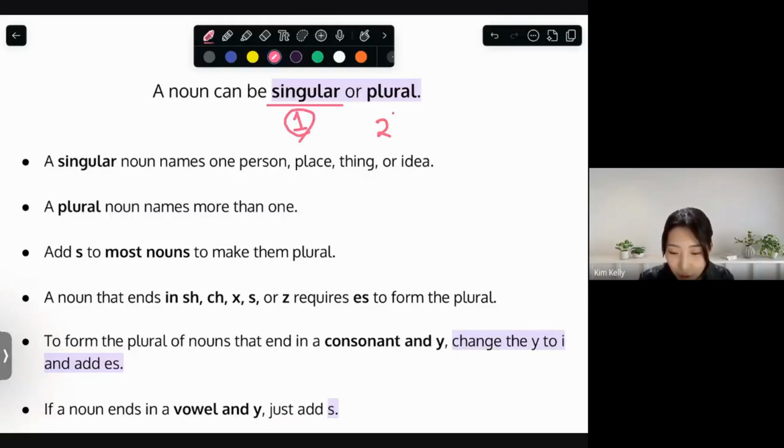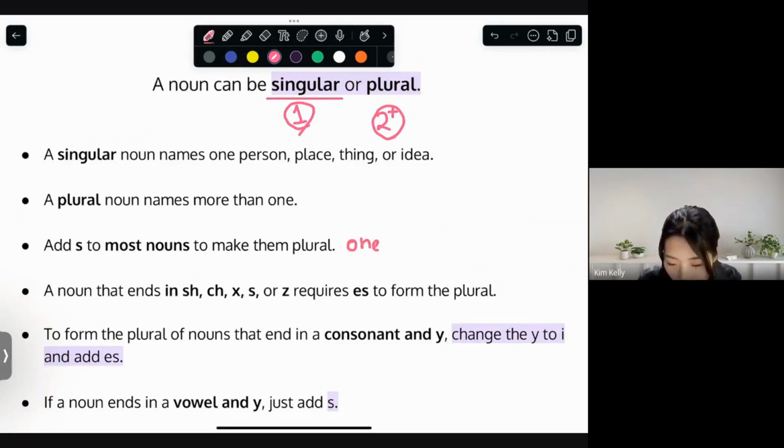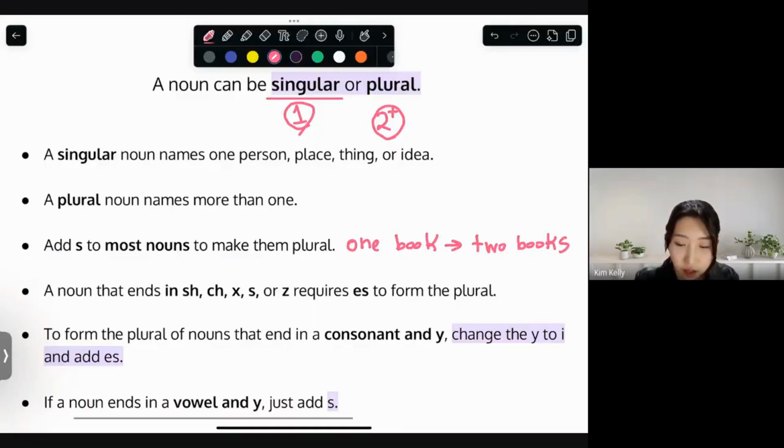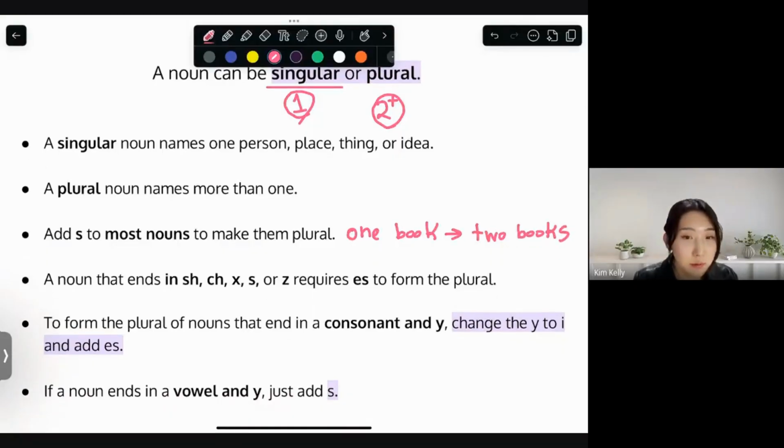So I'm gonna write 2 plus underneath the plural. You can think of plural as 2 or more. Most of the time, we make a plural noun by adding s to the end of the word. For example, one book. However, we need to say 2 books. And this is the most simple rule. However, English has a few more rules to follow.